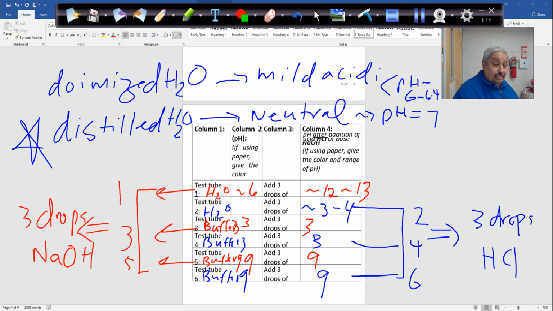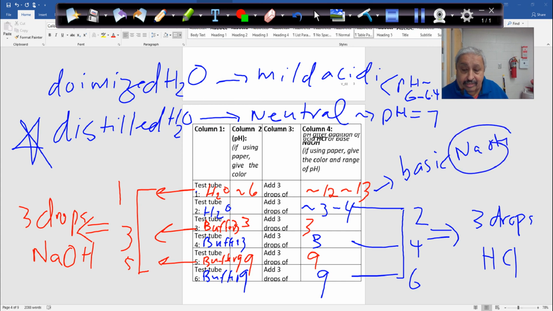If I have a good buffer, it should be something like this. The buffer will not change the pH. So first I run the whole thing by themselves to check their pH without addition. And then when I add, I just record. If I add sodium hydroxide, this is basic, because I added sodium hydroxide, correct? If I add the acidic, what did I add? HCl. And so on.